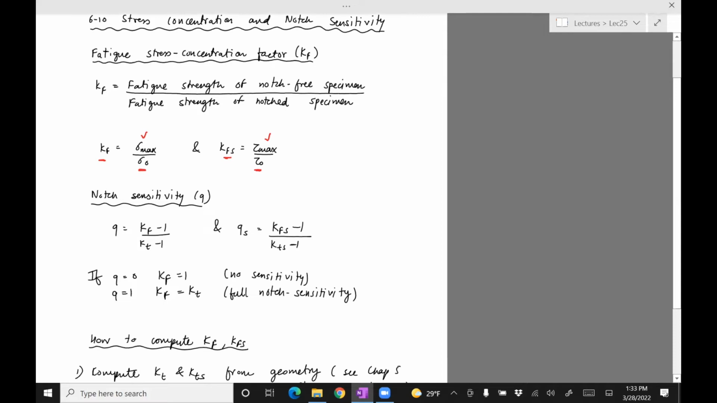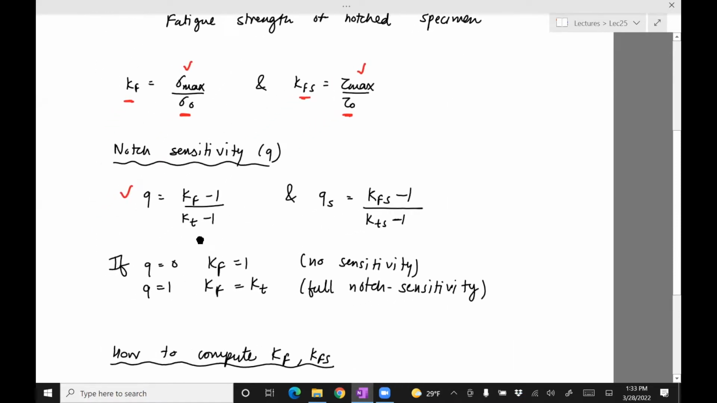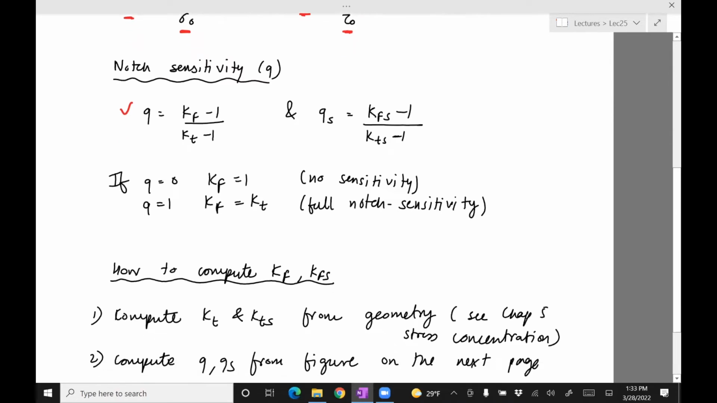Okay, so the way you compute Kf is as follows. A Q is defined, which is basically the notch sensitivity. The numerator is related to cyclic loading, so it's Kf, and the denominator is related to non-cyclic loading, Kt. So Kf minus 1 divided by Kt minus 1 is Q. There's a similar one defined for shear, which depends on Kfs and Kts, which are the same factors for cyclic loading.